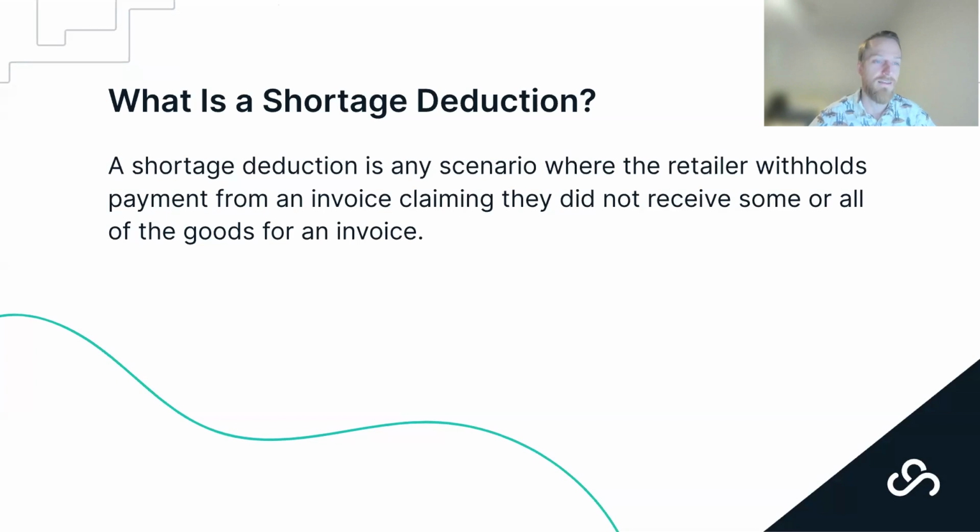And what that is, is a scenario where Walmart or another retailer is withholding some or all of the payment of the invoice that you sent to them because they state they didn't receive some or all of the goods that you billed them for. So that, in a nutshell, is what a shortage deduction is, where they're withholding that payment.